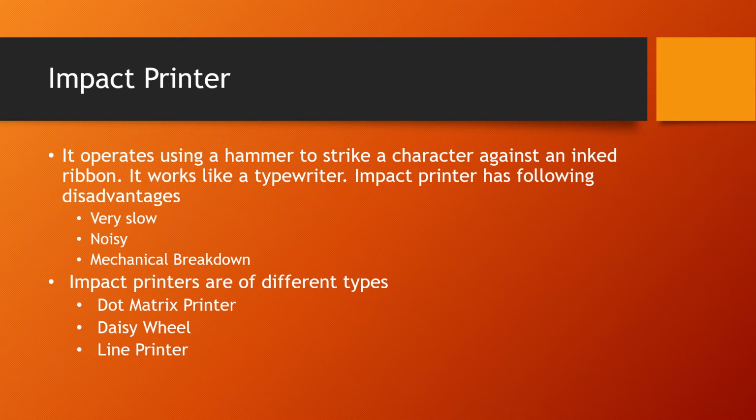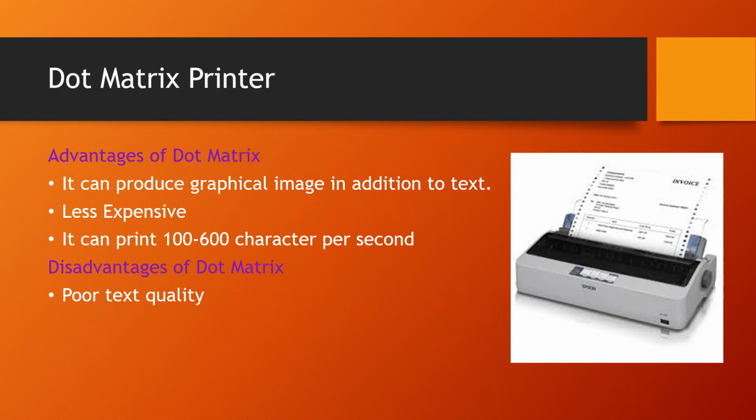An impact printer has the following disadvantages: it is very slow in processing speed, it is noisy also, and it has the problem of mechanical breakdown. An impact printer could be of different types, for example dot matrix printer, daisy wheel printer or line printer. Generally, impact printers are used in specific environments like in banking management systems.